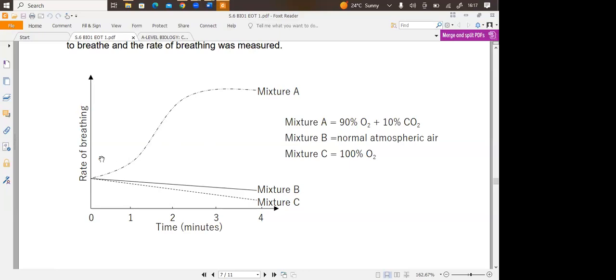Then when you reduce the concentration of carbon dioxide to atmospheric percentage, which is 0.03, is it 0.003? Then you notice that the person's rate of breathing decreases gradually. Then when you give the person a mixture without any carbon dioxide, the rate reduces further and further. And this is very dangerous. The person may eventually die.